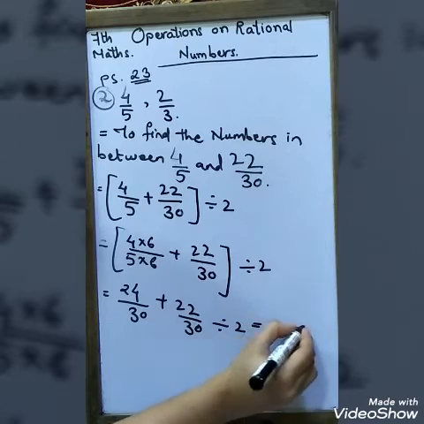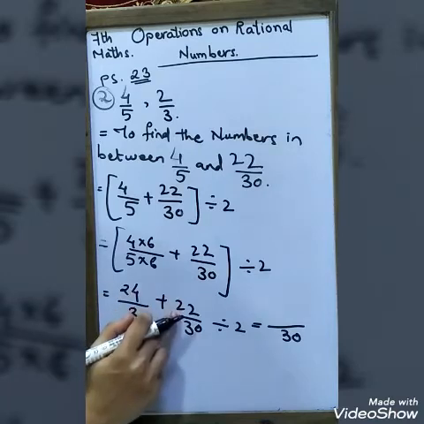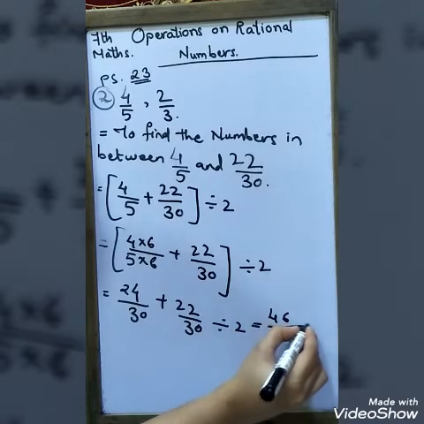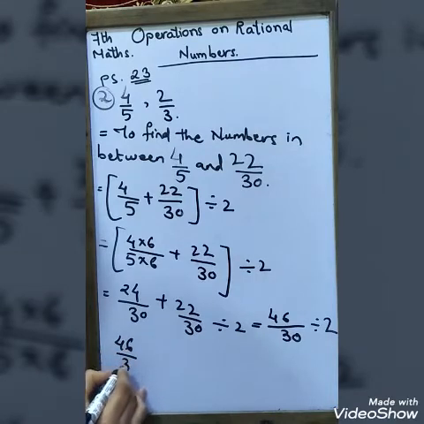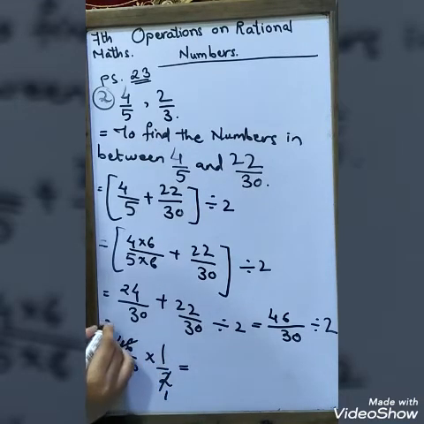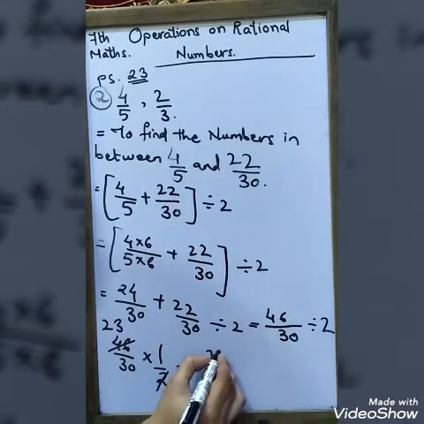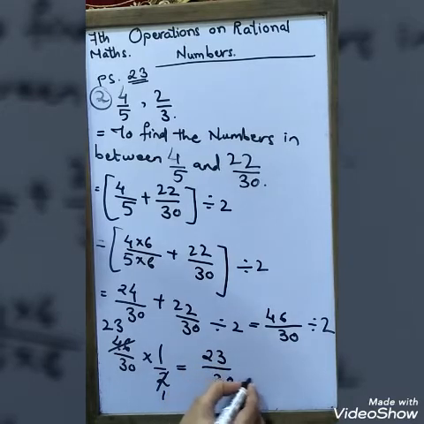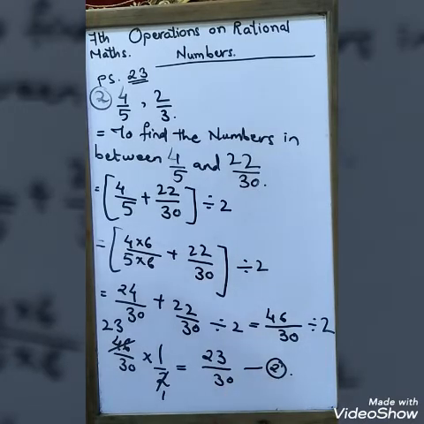So that will be equals to, once only we'll write down the 30 and here directly answer will write down 24 plus 22. It will give us 46 divided by 2. So here 46 upon 30 into 1 upon 2 is equals to 2 ones are 2, 23 2s are 46. So the answer will be 23 upon 30. So here this is our second number.